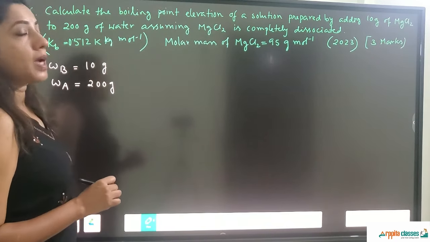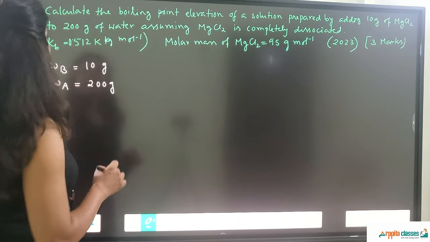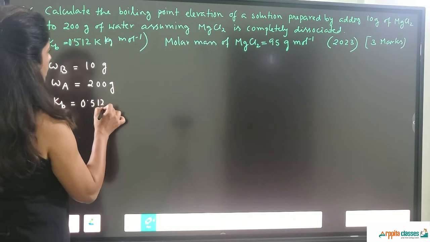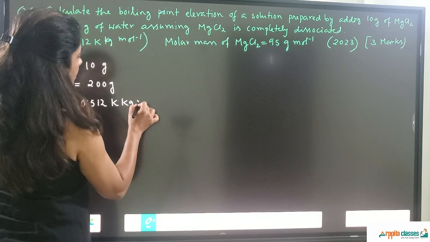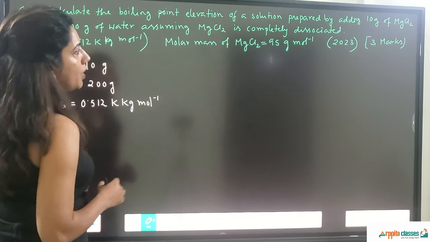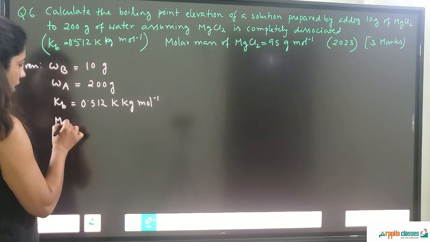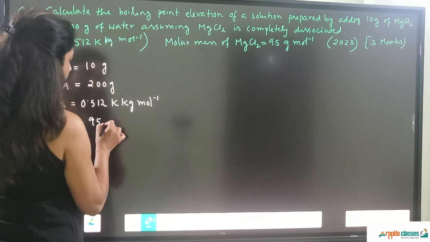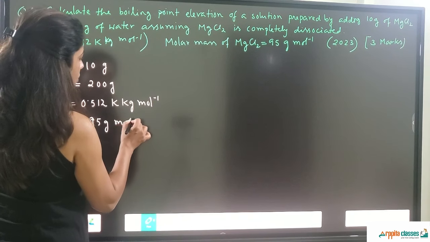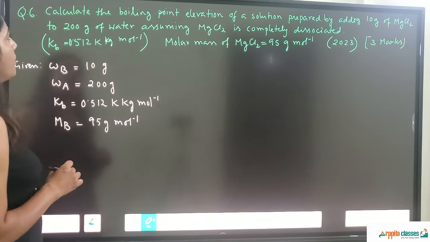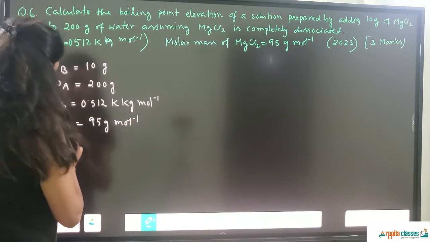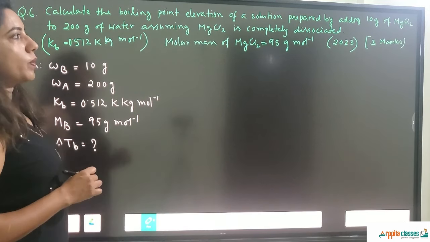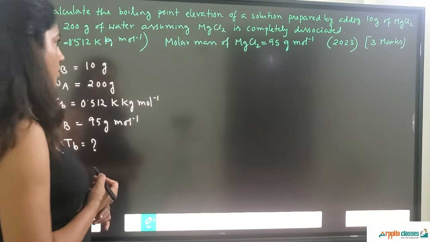Assuming MgCl2 is completely dissociated, and Kb is given to us as 0.512 Kelvin kg per mole, and the molar mass of the solute, MgCl2, denoted as Mb, is 95 gram per mole, we have to calculate the boiling point elevation, which means we have to calculate delta Tb is equal to what? This question has come in 2023 for 3 marks.